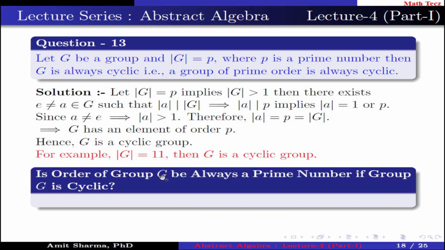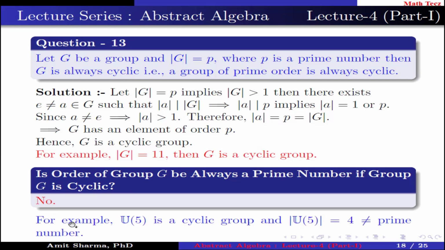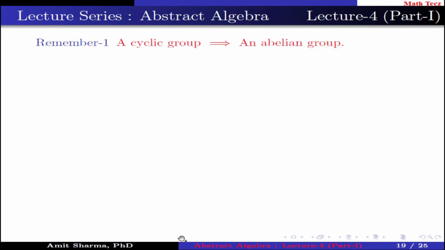Is the order of group G always a prime number if group G is cyclic? Answer is no. For example, U5 is a cyclic group and the order of U5 is 4, which is not a prime number. For more detail, see question number 8. Next, we have to remember some points.